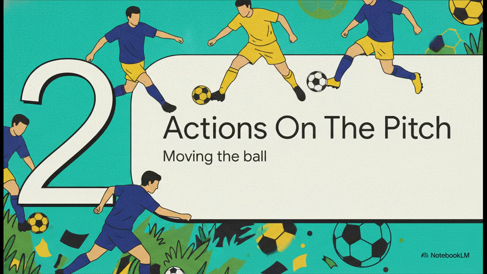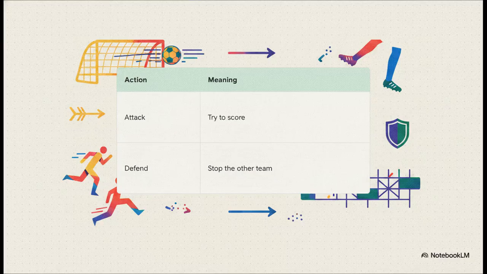Moving on to section 2, actions on the pitch. Let's take a slow look at how players actually move the ball on the grass. Oh, and by the way, the pitch is just what we call the field where they play. You know, we can really divide the entire game into 2 main ideas: attacking and defending. When a team has the ball, they attack because they are trying to score. When they do not have the ball, they defend, trying to stop the other team. It all comes down to these 2 actions.